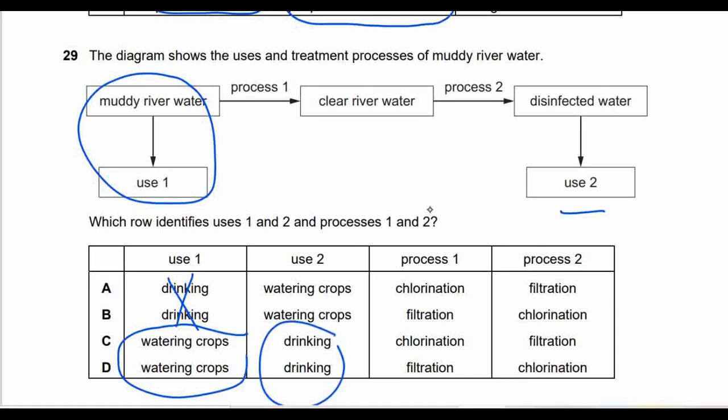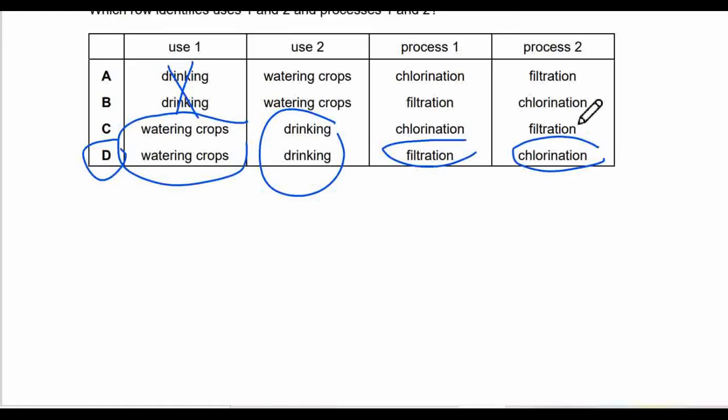Process 1 will be filtration, from muddy to clear is filtration. So disinfected will be chlorination. So the answer for question 29 will be D. With D, I hope it's clear, because chlorination will disinfect the water.